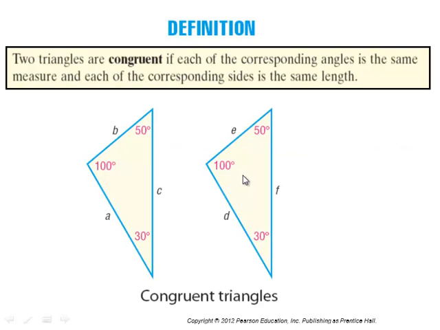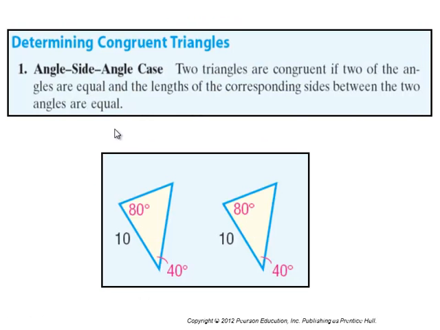Now, congruent essentially means that they really are the same triangle, meaning that the interior angles are the same. And remember that the interior angles always add up to 180 degrees for any triangle. So I've got two triangles, the interior angles are the same, and the lengths of the sides are the same. Then that means that they are congruent triangles. So how can you tell?